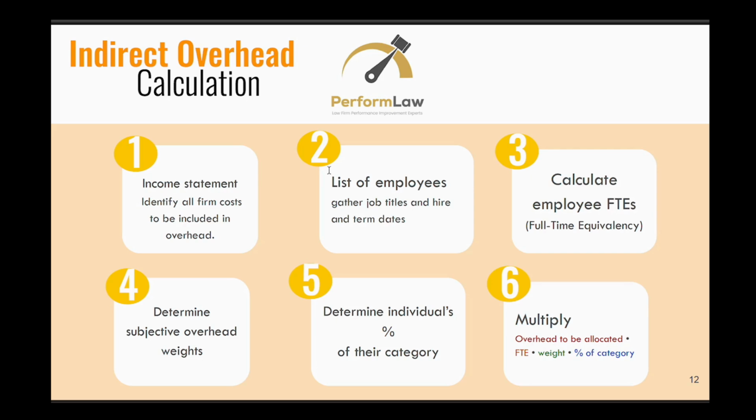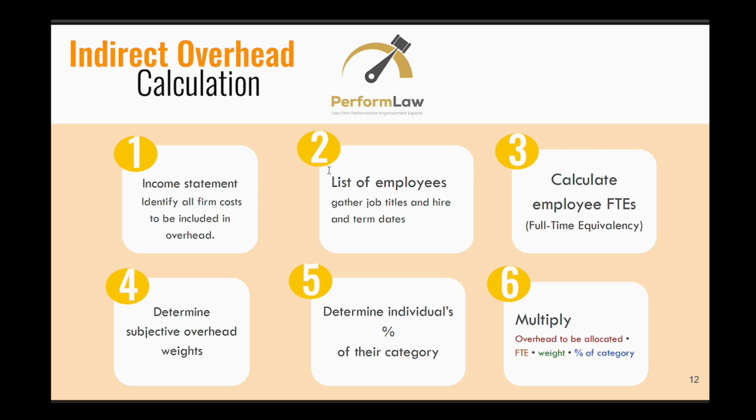Then step 4, you determine the subjective overhead weights for different position categories. So for example, some firms will assign paralegals only a quarter of a full unit of overhead, and meanwhile an equity partner would get a full allocation of overhead. And then attorneys, like associates, might fall somewhere in the middle, like they might get 50% or 75%. Some firms will completely skip step 4 and just give everybody the same amount of overhead, but we recommend stair-stepping.